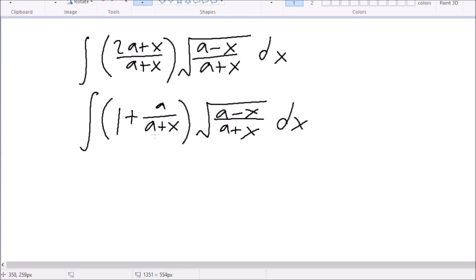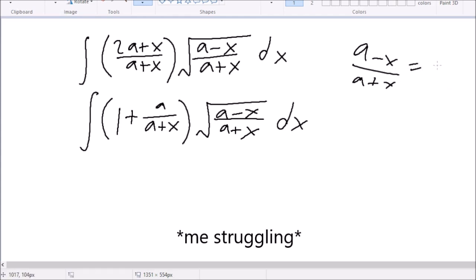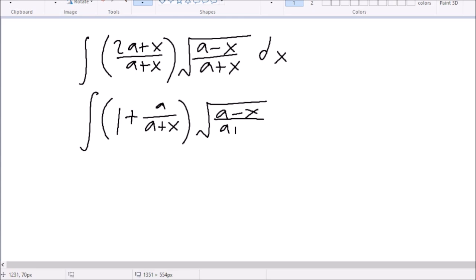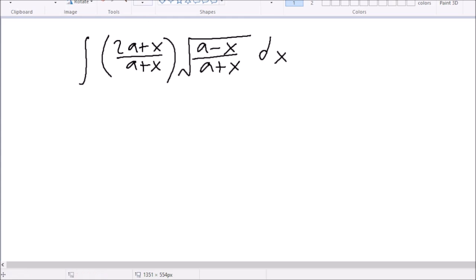A over a plus x. Maybe that's what I need to do on this side. Let's try it. Well, a minus x over a plus x. This could equal. Okay, I'm gonna do this like how most scientists do. Oh, I can't control Z anymore. Okay, well, let's do it. Let's sort of experiment here. What happens if I derive? What if I let U equal a minus x over a plus x, which equals.